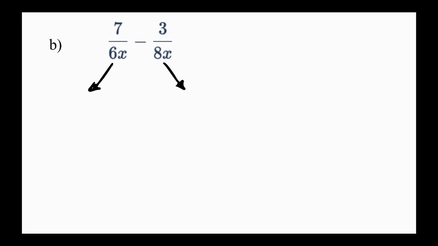So 6 is 3 times 2, right? 3 times 2 times x. 8 is 4 times 2, but 4 can still be broken down, so we want it broken down all the way. So it's 2 times 2 times 2, right? That's 8. You have to factor them all the way. If you don't factor them all the way, it won't work.